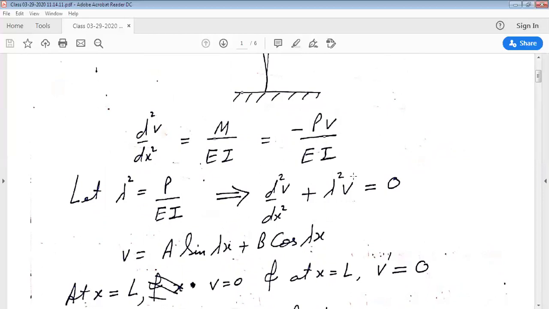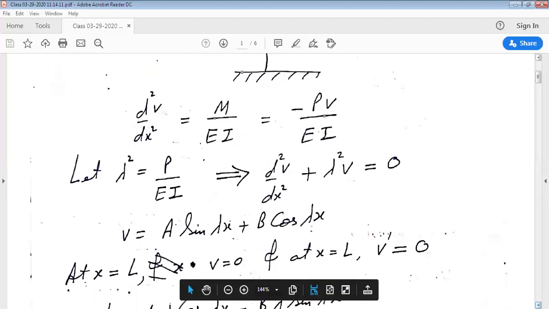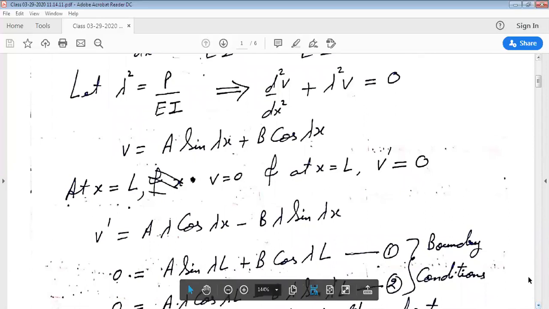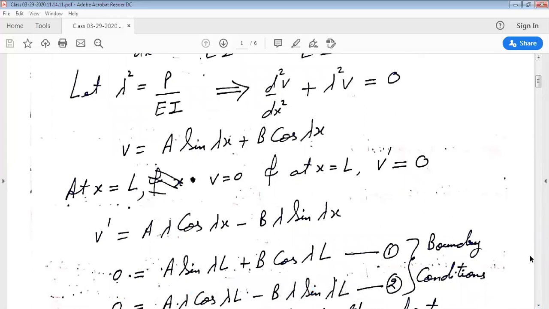We know that the solution of this homogeneous equation is V equal to A sin lambda x plus B cos lambda x, where A and B are arbitrary constants which have to be obtained from the boundary conditions. Please see that here the boundary conditions are that at x equal to L, deflection is 0, and also at x equal to L, slope is 0. Let us differentiate the elastic curve. We get V dash equal to A lambda cos lambda x minus B lambda sin lambda x.